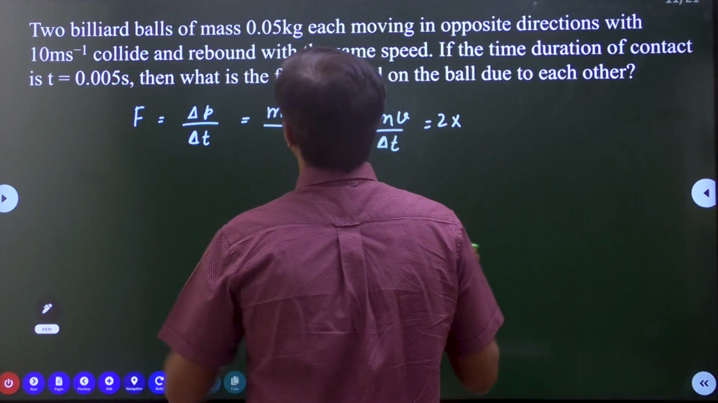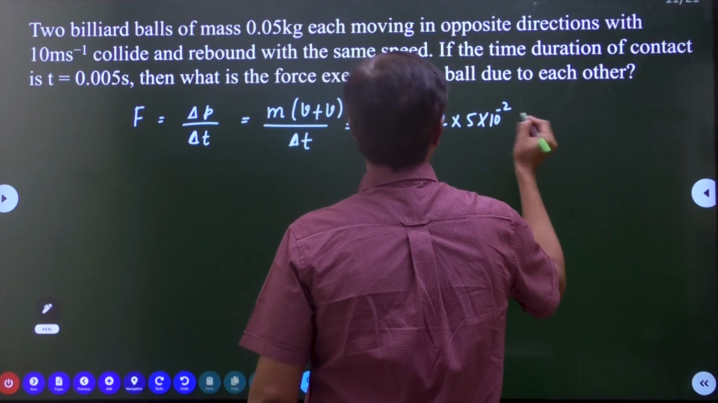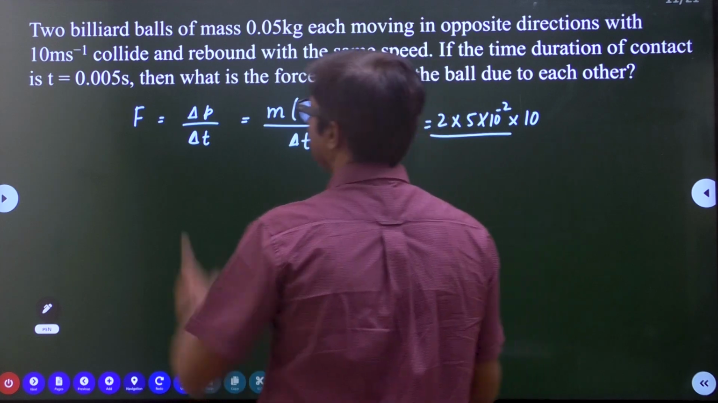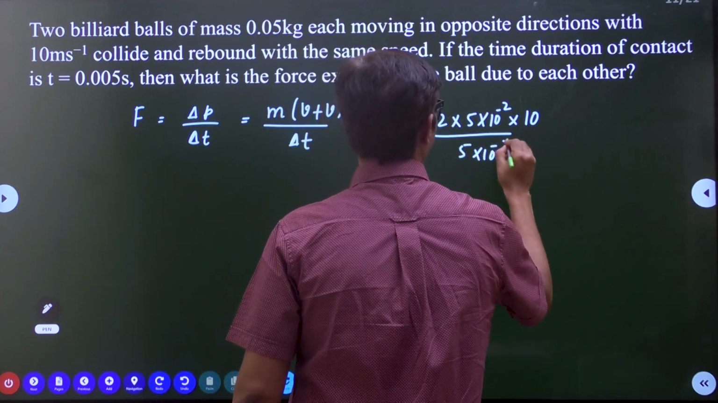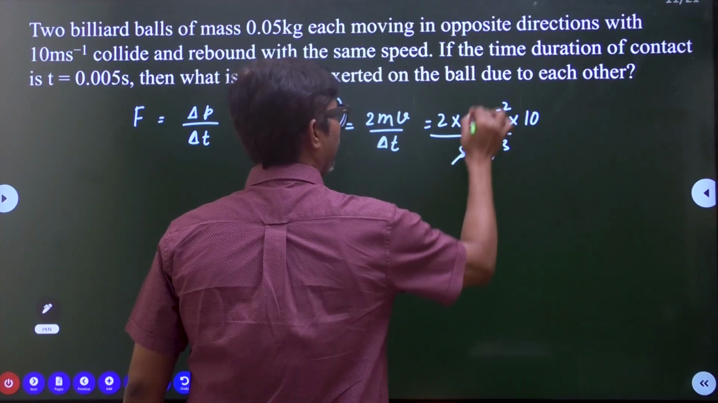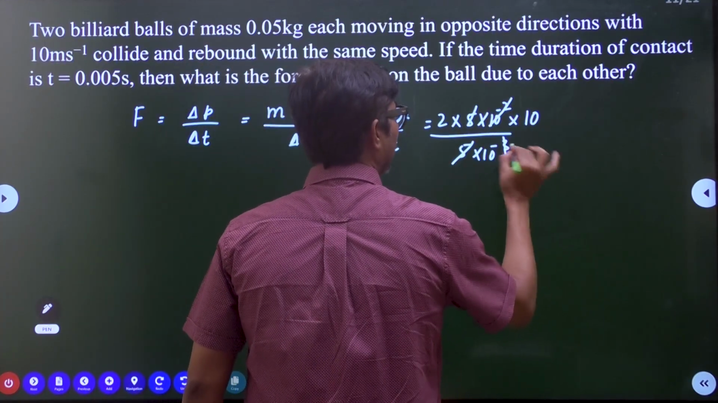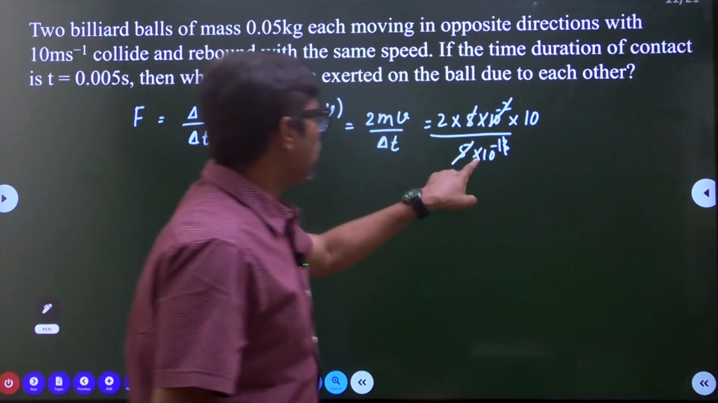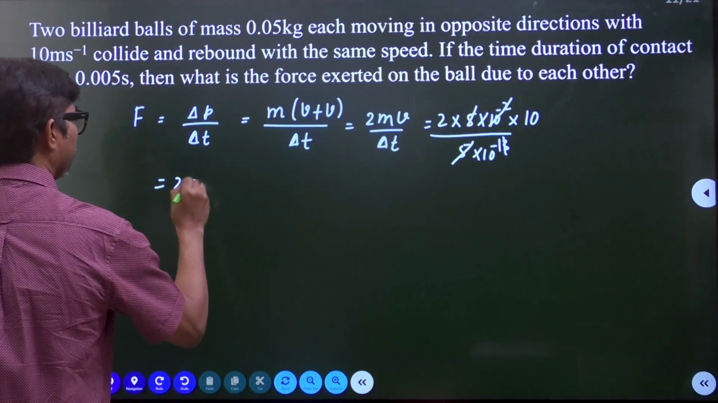Mass is how much? 0.05. That is 5 into 10 power minus 2. Into velocity is how much? 10 meter per second. And divided by delta t, 0.005, which is 5 into 10 power minus 3. So 5 gets cancelled out. This 10 power minus 2 cancelled out with 10 power minus 2, and you are left with 10 power minus 1. So goes up, it becomes 10 into 10 into 2 will give you 200 Newton.